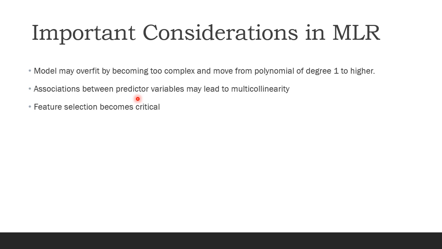Associations between predictor variables may lead to multicollinearity. This will be explained in the upcoming slide. Feature selection in this case becomes critical because there could be hundreds of variables, thousands of variables, or just tens of variables. But again, we cannot take all of them to avoid overfitting, and we run the risk of making it too complex. So feature selection needs to be done to avoid this model getting too complex. So, coming up with the concept of multicollinearity.